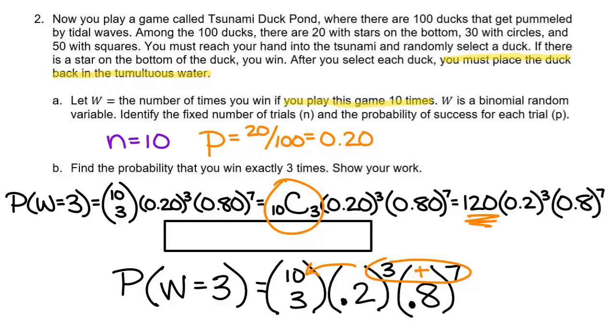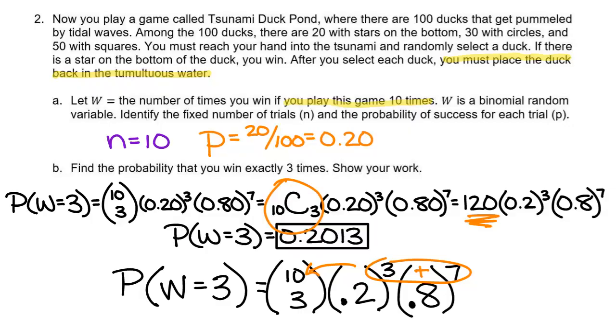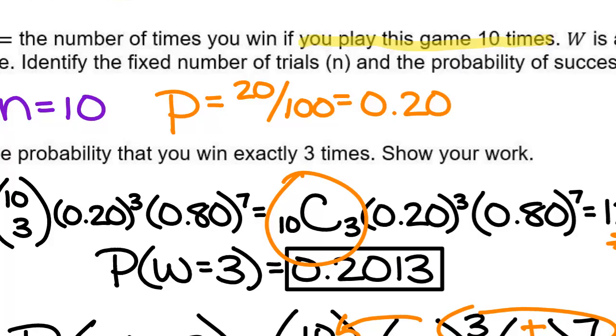What do we get as our probability? I got 0.2013.